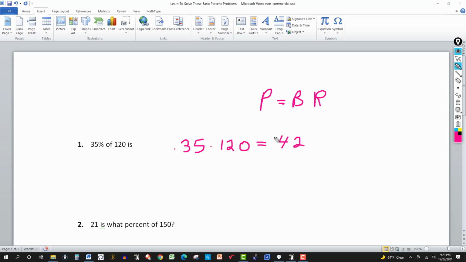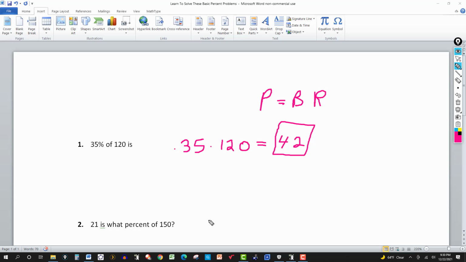Okay, so in this case, this is kind of switched around. So the 42 is actually your percentage. The 0.35 is actually your rate, and the base is 120. So the answer to this one is 42. 35% of 120 is 42, or it's equal to 42. Now, let's look at the next one.